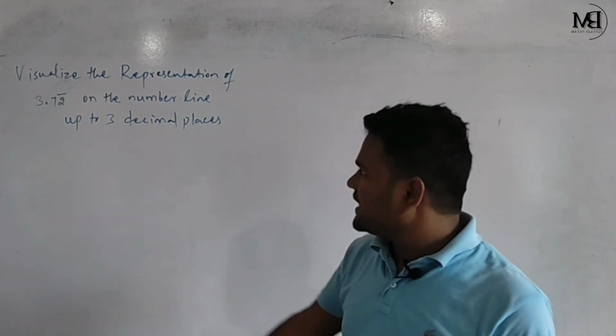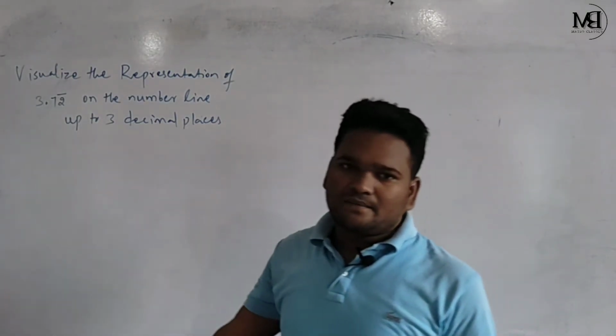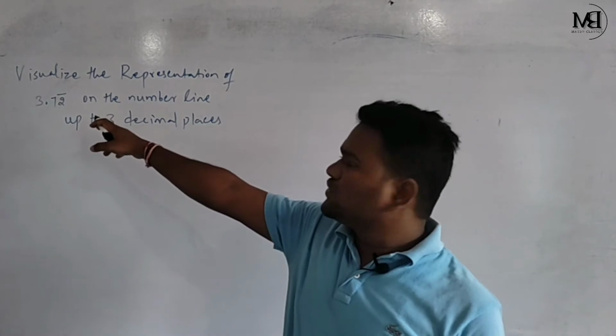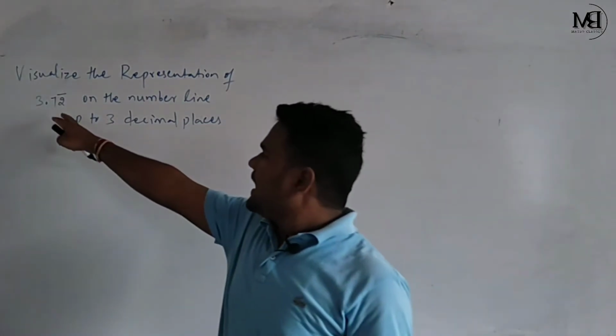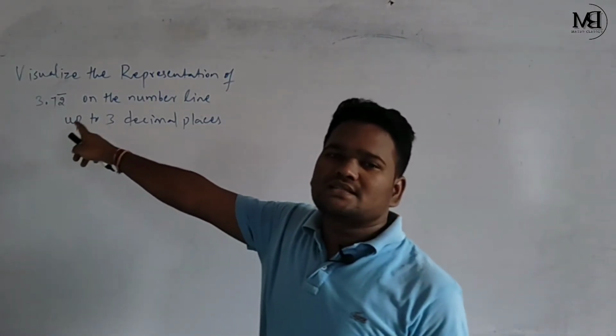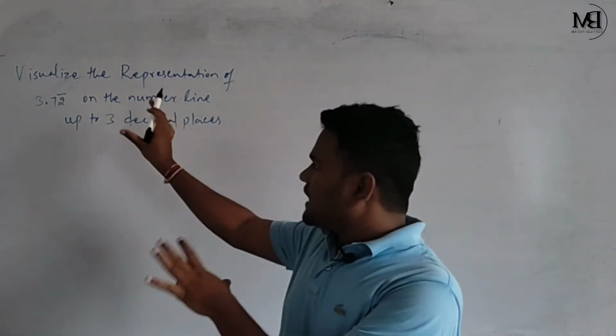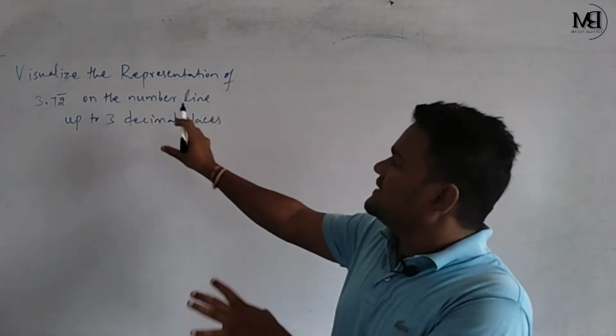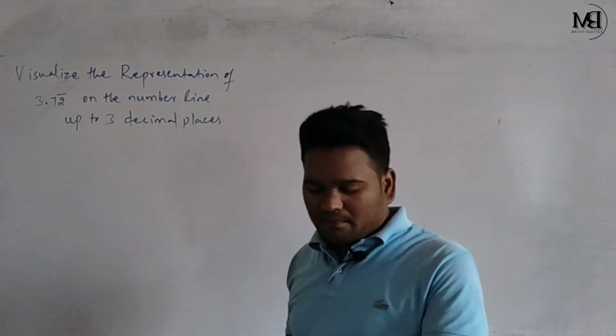Up to 3 decimal places. Here 2 is going to be repeated. Got the point? Here 2 is going to be repeated. It is actually a mixed recurring decimal. Now I am going to represent this 3.72 bar on the number line.